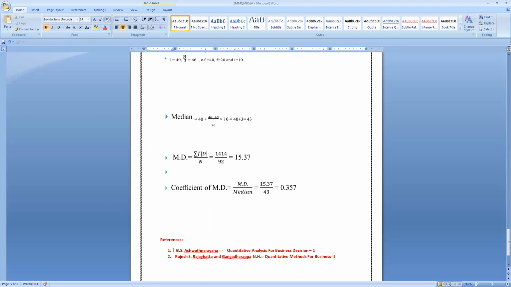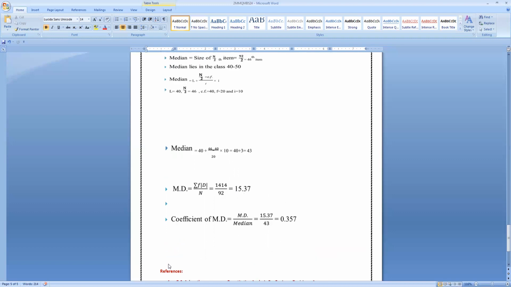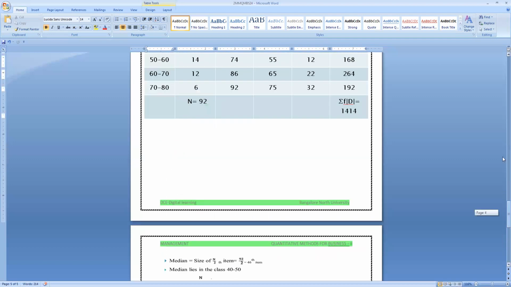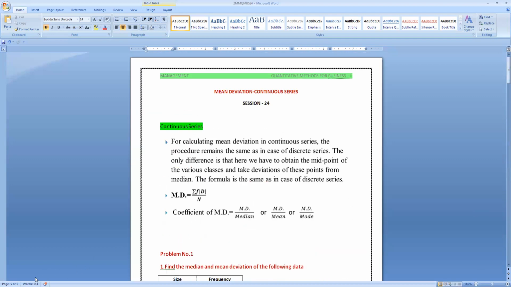So this is how we have to calculate the mean deviation and coefficient of mean deviation in case of continuous series.